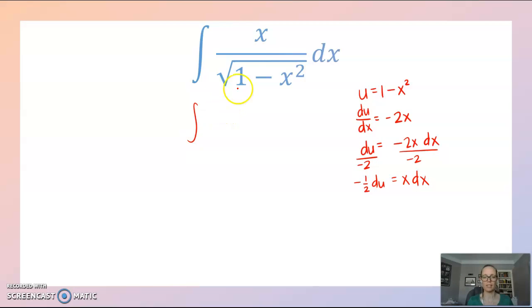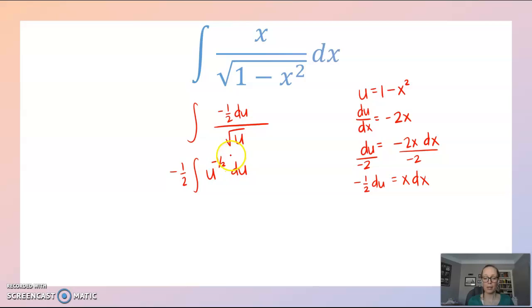Now when I go to do my substitution, the x dx is going to be replaced with negative 1/2 du. And then in the denominator here, I have the square root of u. We want to clean this up a little bit before we try and do any anti-deriving. The negative 1/2 is going to move in front of the integral. And with the square root of u in the denominator, I'm going to move that up and write it as an exponent. So when I move it up, it becomes a negative exponent. So I have u to the negative 1/2 du.